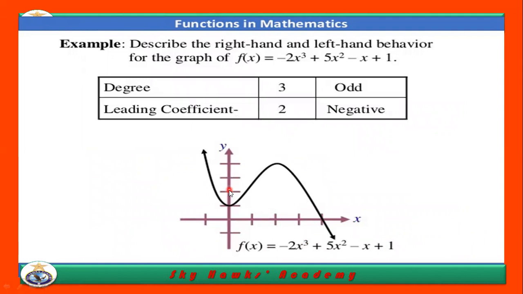Describe the right-hand and left-hand behavior for the graph f(x) equals minus 2x cube plus 5x square minus x plus. Degree is 3, so the degree is odd. The leading coefficient is 2, but with a negative sign. So this will be just like that, coming down. Look at this, and it is also curved in this way, and then it will go on the other side.